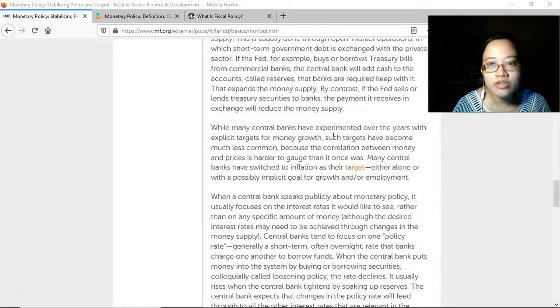While many central banks have experimented over the years with explicit targets for money growth, such targets have become much less common because the correlation between money and prices is harder to gauge than it once was, as there are many factors to consider. Many central banks have switched to inflation as their target. BSP is also using inflation targeting, either alone or with a possibly implicit goal for growth and or employment.